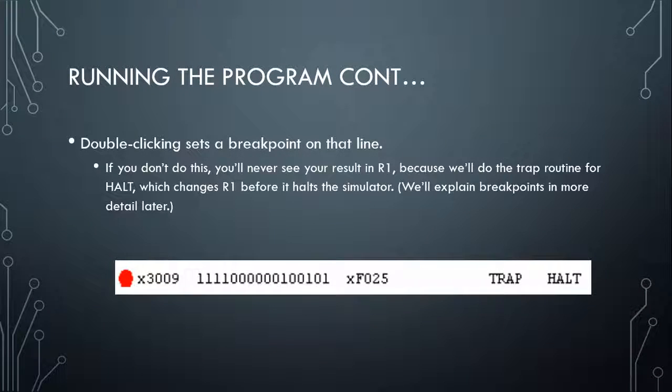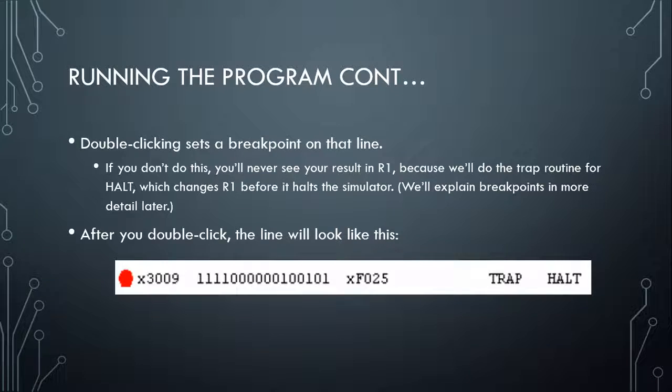What that's going to do is set a breakpoint on the line. If you don't do this, you're never going to see your result in register 1, because we'll do the trap routine for halt, which changes register 1 before it halts the simulator. And we'll explain more about breakpoints in detail later.